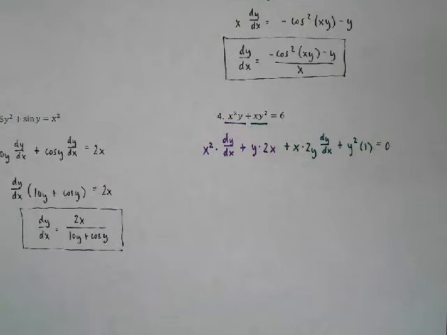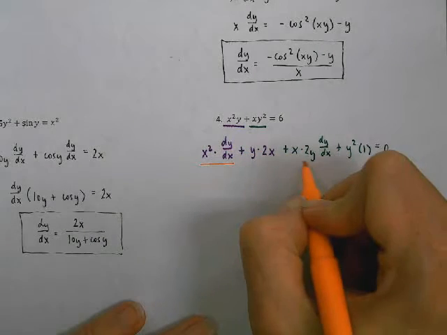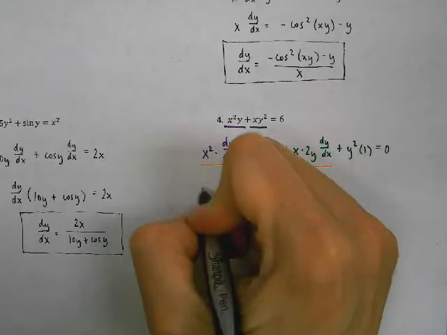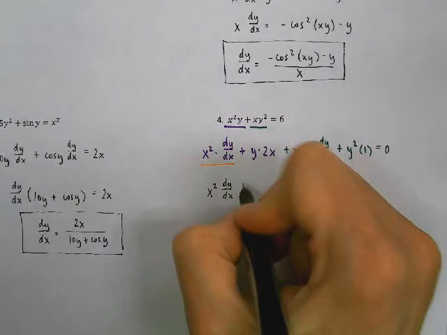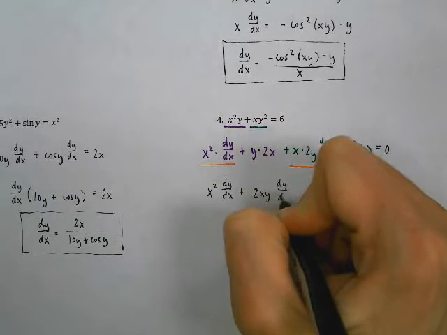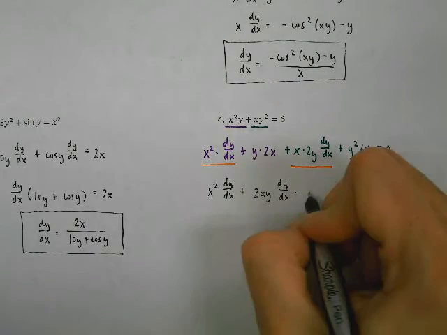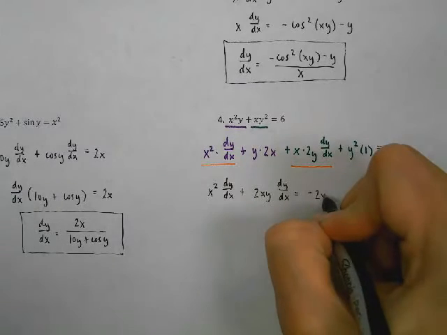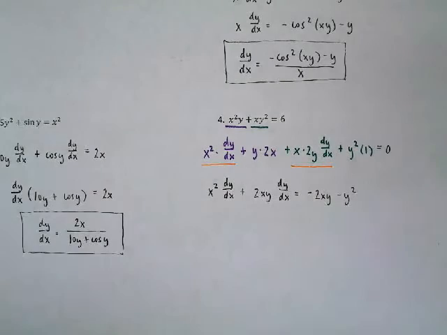So now I'm going to collect up my terms with a dy/dx. So I notice I have one here and this whole term here. And I'm going to keep those on the left-hand side of my equation. So x squared dy/dx plus 2xy dy/dx, and I'm going to move everything else over to the right. So my 2xy goes over to the right, and then my y squared is going to move over, and it'll become a minus y squared.